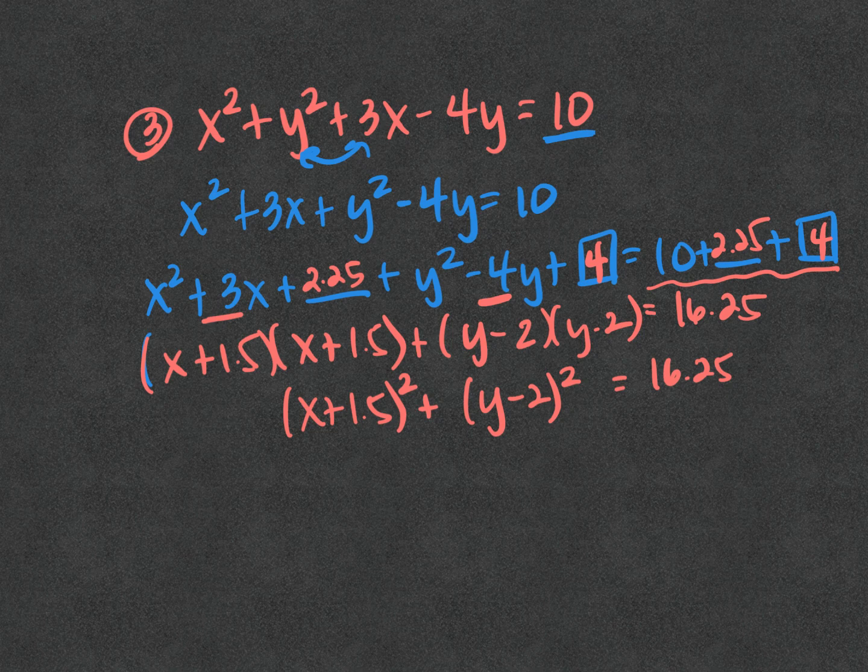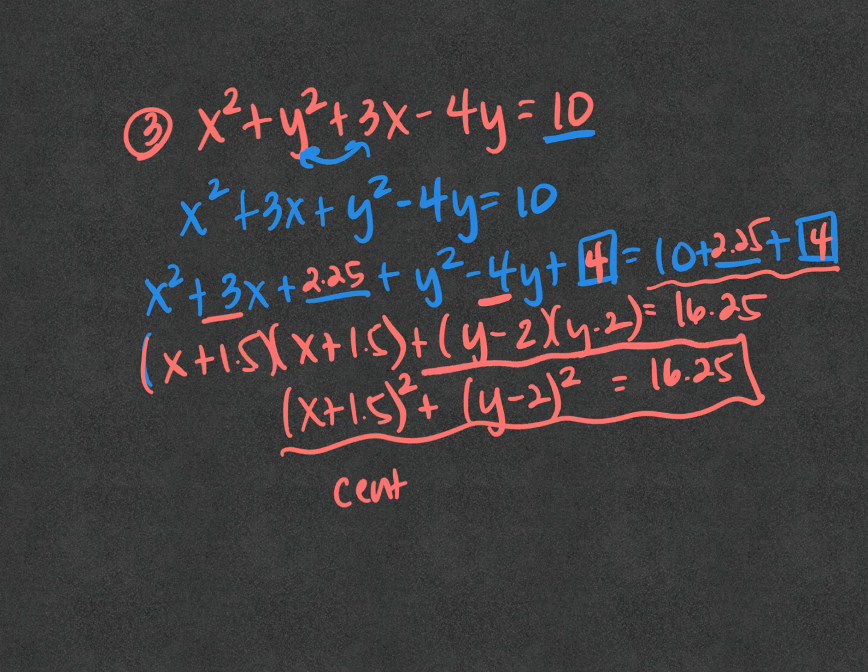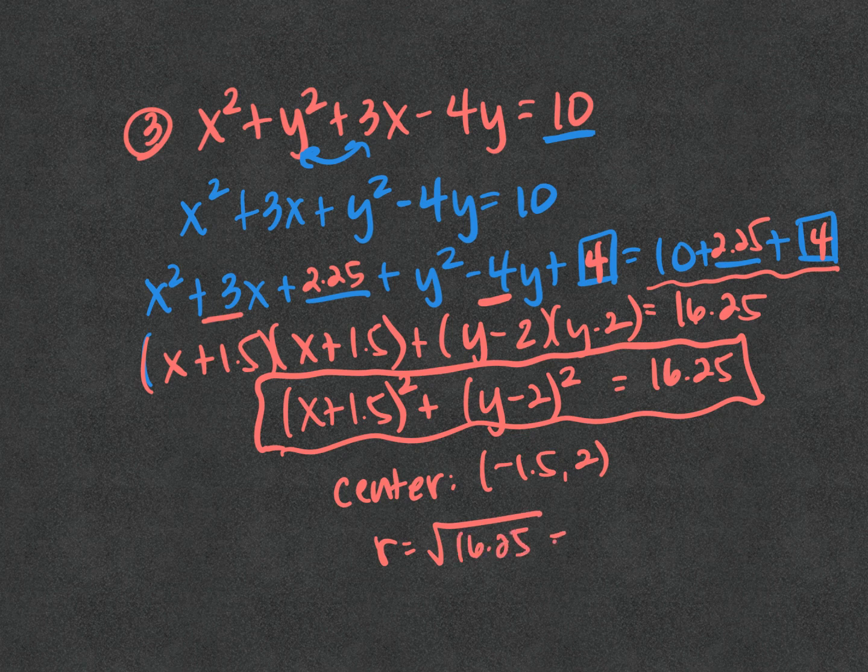It's an interesting problem. Told you it would be interesting. So this is the standard form for our circle. And here, the center for our circle would be negative 1.5, positive 2. And the radius is the square root of 16.25. The square root of 16.25 is a number I do not know off the top of my head. So punch it in your calculator, and I got 4.03.